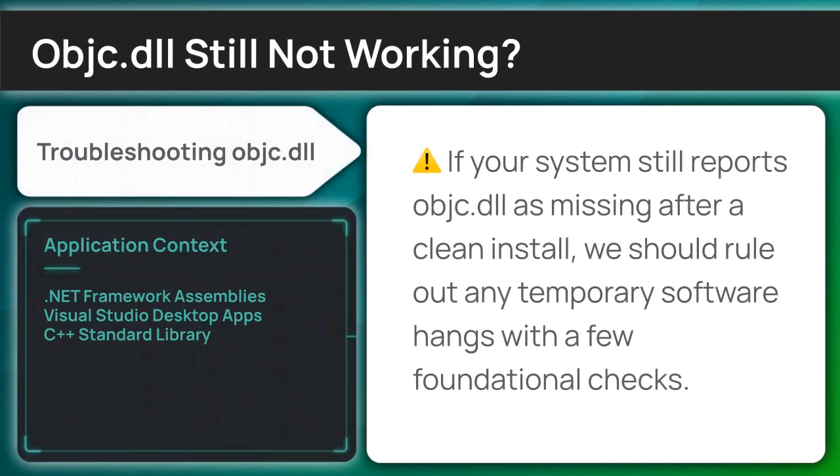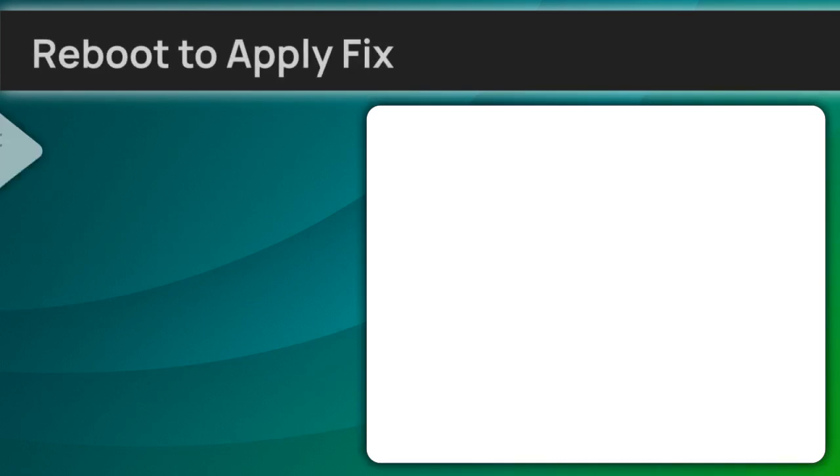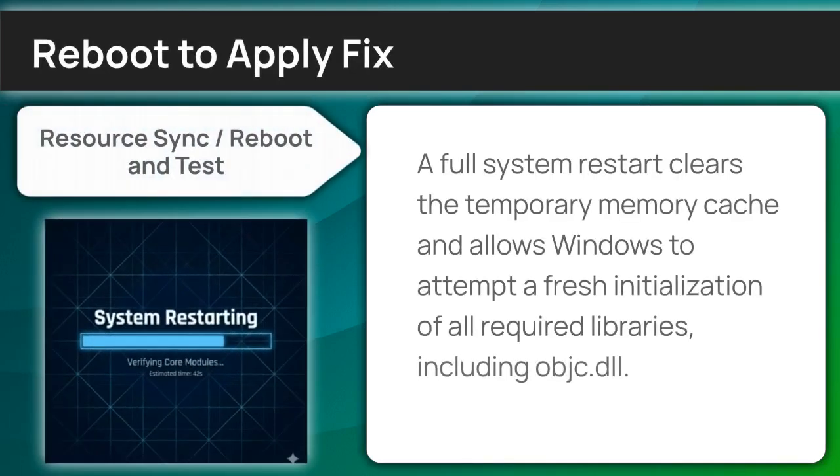the system's memory. A quick reboot can determine if the error is transient. While it won't fix a deleted file, it can re-establish the connection between your software and the Objc library file if the path was temporarily busy.